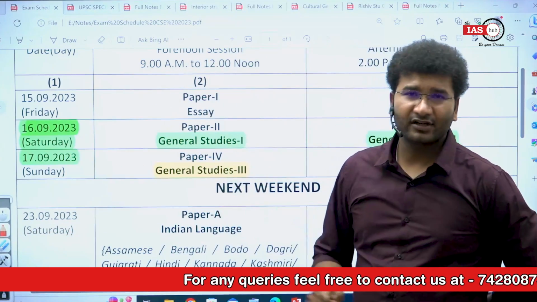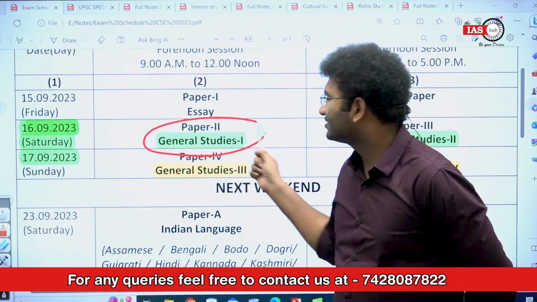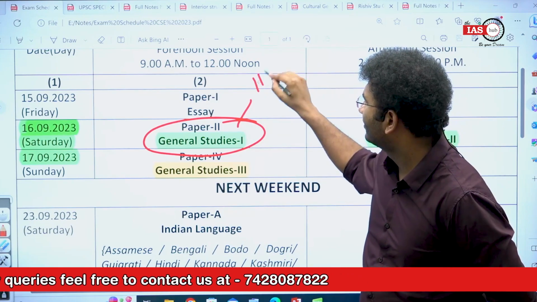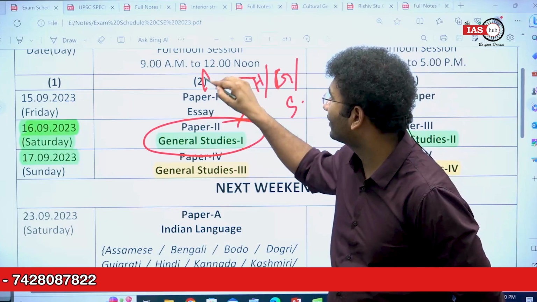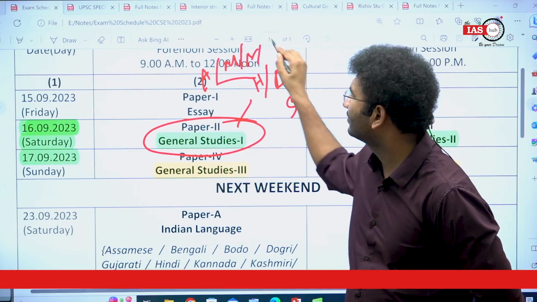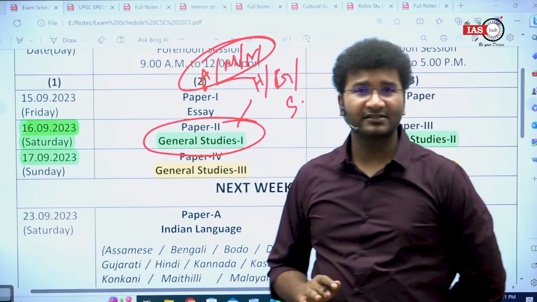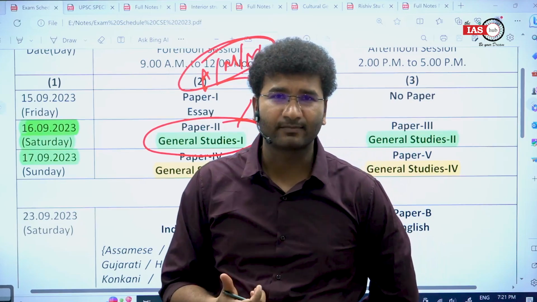There are 2 papers that you are supposed to write, and in the morning it is GS paper 1. You have history, you have geography, and you also have society. Within history, you have ancient, medieval, and modern. Will you have that much time? Without notes, can you revise it?